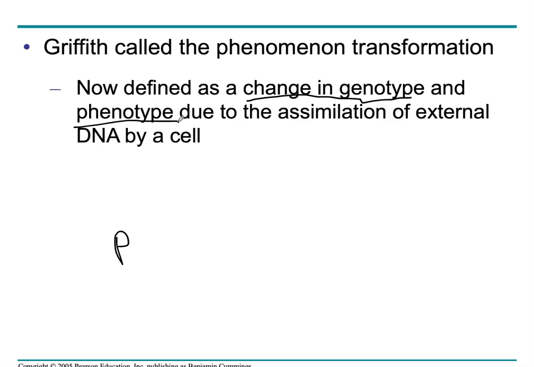So the R bacteria took in a piece of DNA from the heat-killed dead bacteria, makes a plasmid, and when that is expressed, the phenotype is the production of a capsule. And when that R bacteria is dividing and making more copies of itself, since it now has the DNA material to make the capsule, the next generation all have capsules. That's basically what he said: it is due to the assimilation of external DNA by the cell. And this process is transformation.